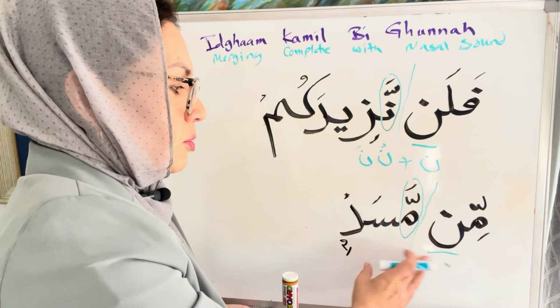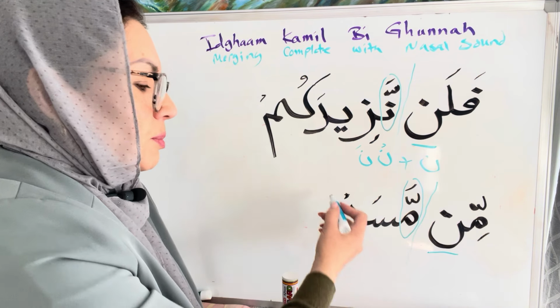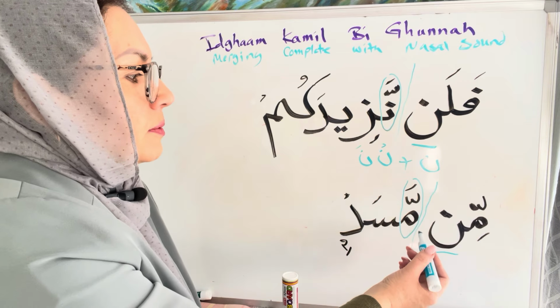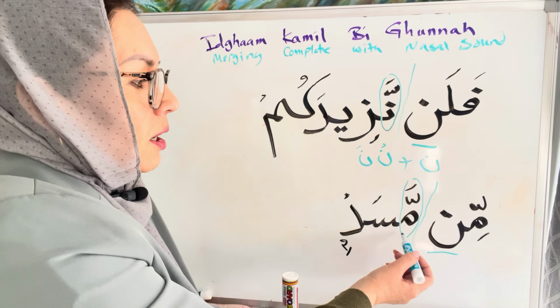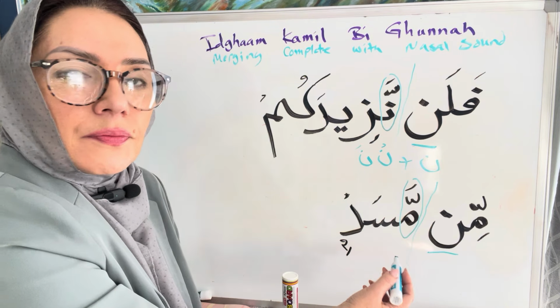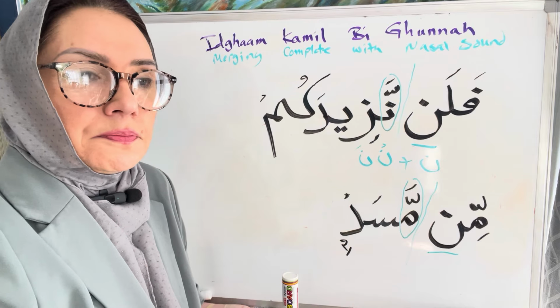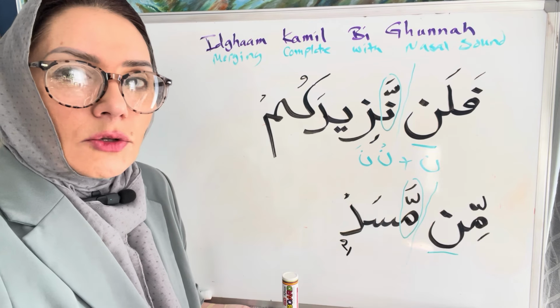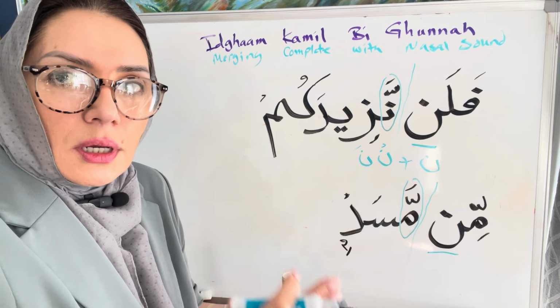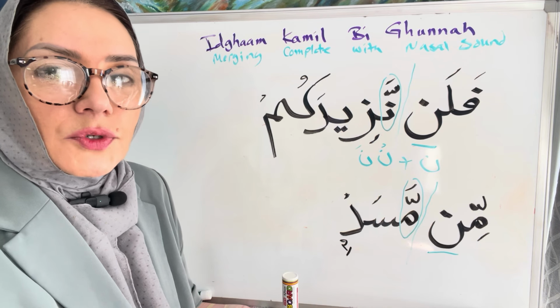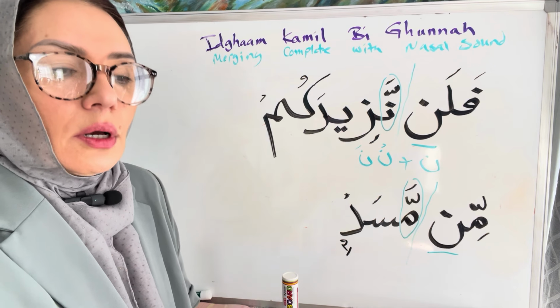So it's just an example, so don't focus on that. This is also because there's something that comes after it, and it's getting ready to merge with that. But our point is here. We have noon followed by mim mushaddada, and then noon followed by noon mushaddada. In these two cases, it is idgham kamil bi ghunna to haraka. Haraka means for 2 beats, for 2 counts.